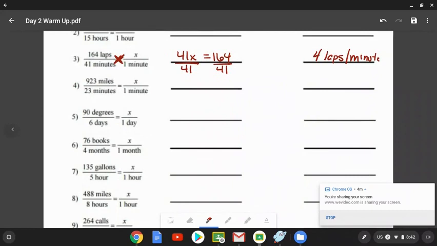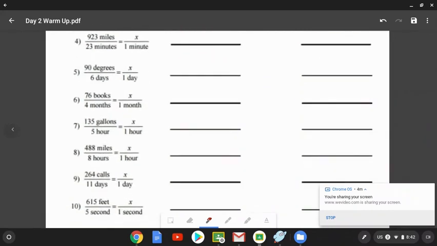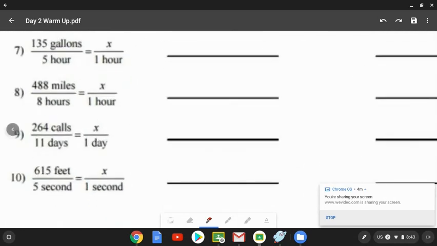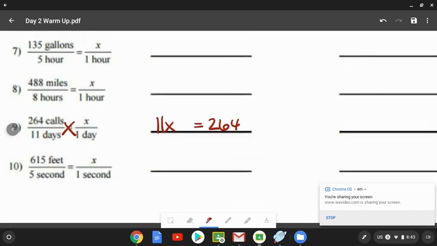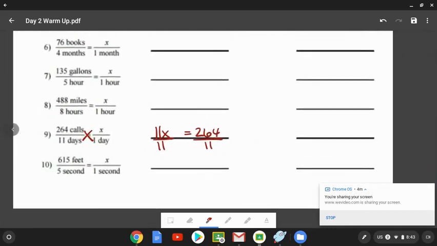I'll just do another one. He makes 264 calls in 11 days. So question number 9, writing the cross products. He did 11 days, and that equaled 264 calls. Solving for x, divide by 11, divide by 11. He makes, on average, 264 divided by 11 gives you 24. He makes 24 calls per one day.